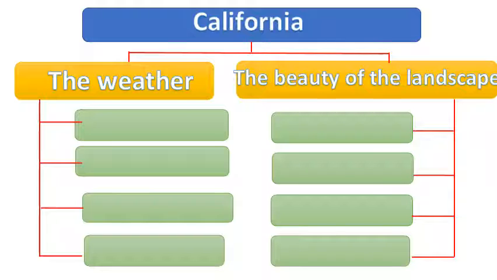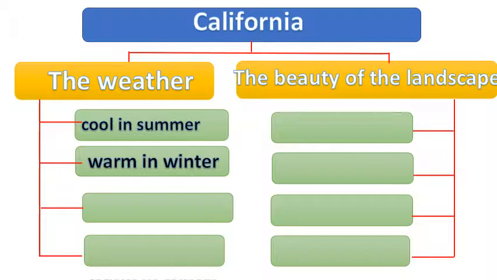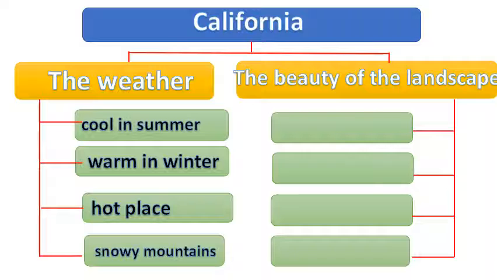In the first paragraph, which is about the weather, we can add more details. The details that support the idea of the weather we are talking about in California. So we can say that in California, it is cool in summer. We write the phrase "cool in summer." And we can say it's warm in winter. There are hot places. There are some snowy mountains.